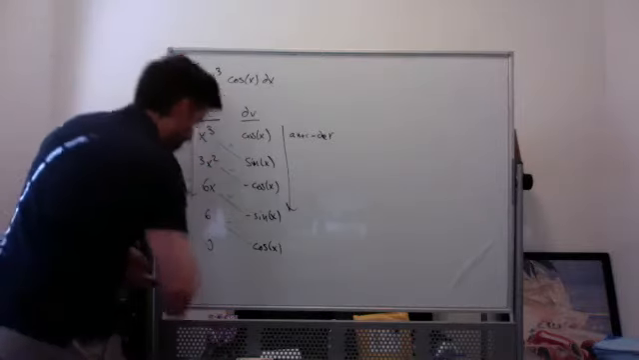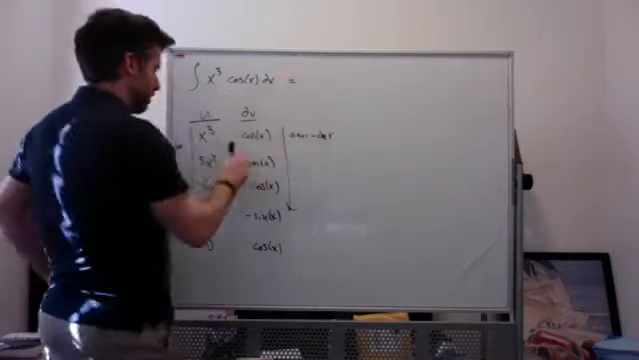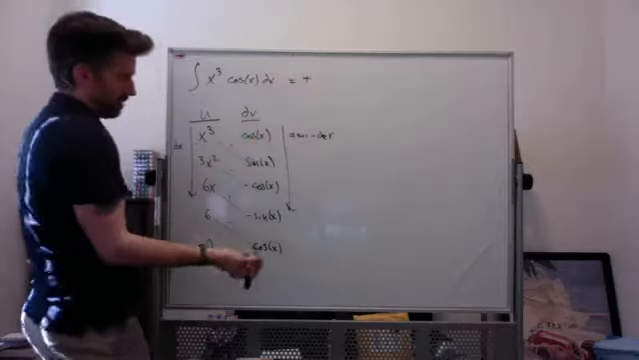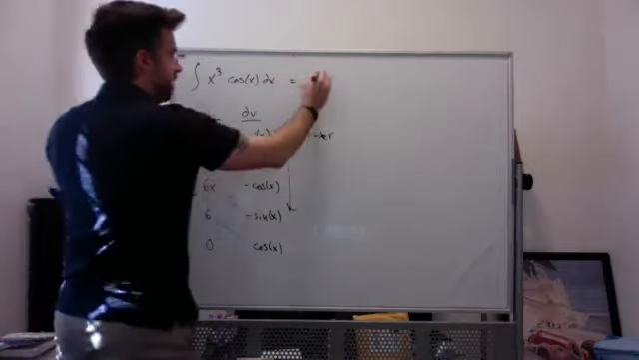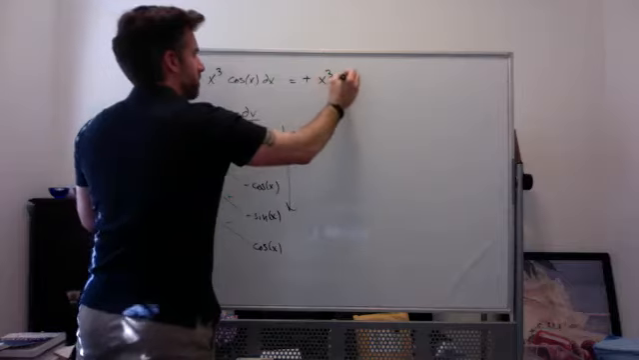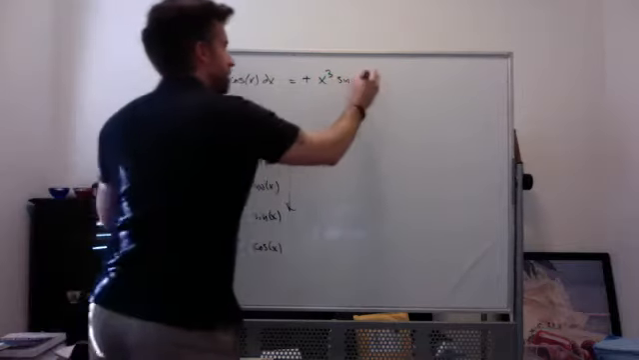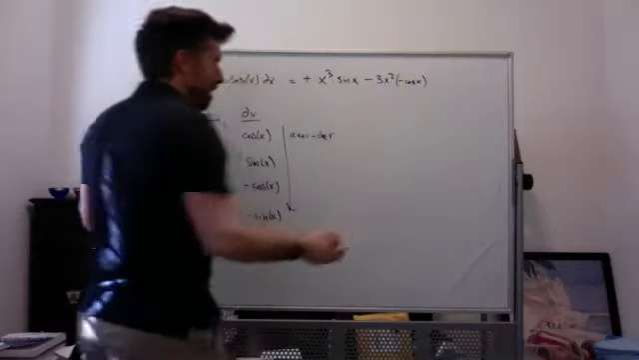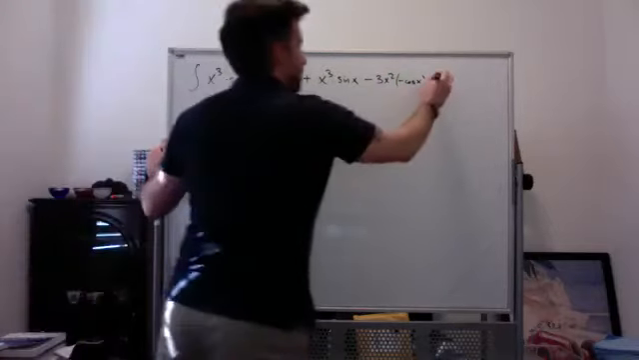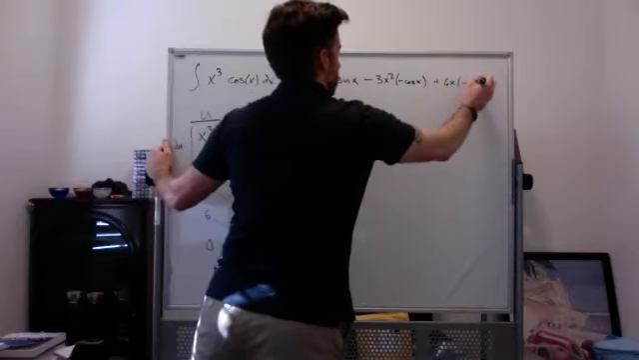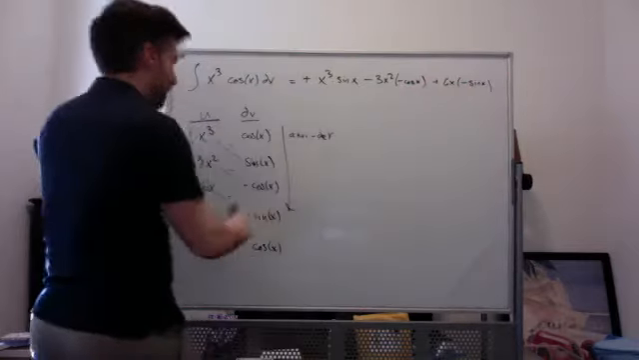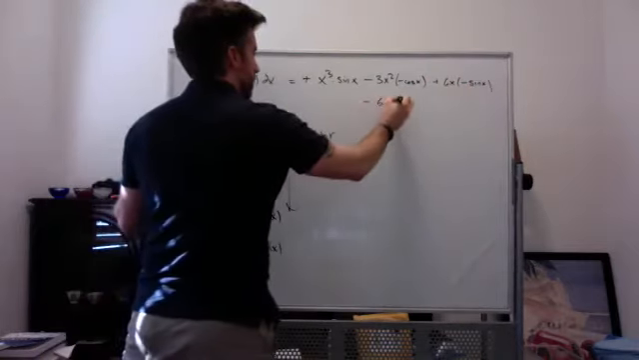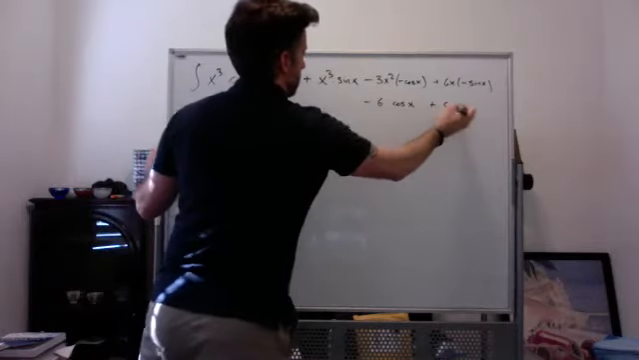So my answer here is going to be plus, and I wouldn't normally write the plus out, x cubed times sine of x minus 3x squared times negative cosine of x plus 6x times negative sine of x minus 6 times cosine of x plus c.